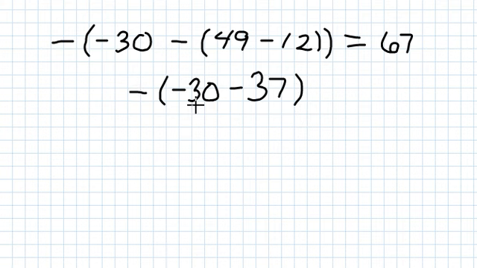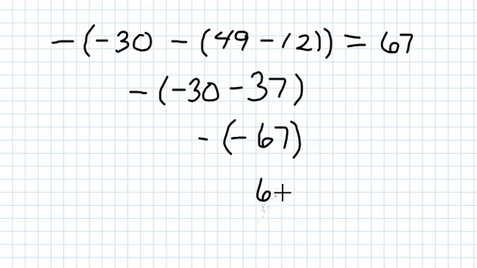Alright, so we have a negative 30 minus 37, so 3 and 3 is 6. So we're going to end up with negative 67. Now I am going to go ahead and put a parentheses around this one. Right, and then a negative is positive, so we're left with 67. So there you go. That's what our answer is, 67.